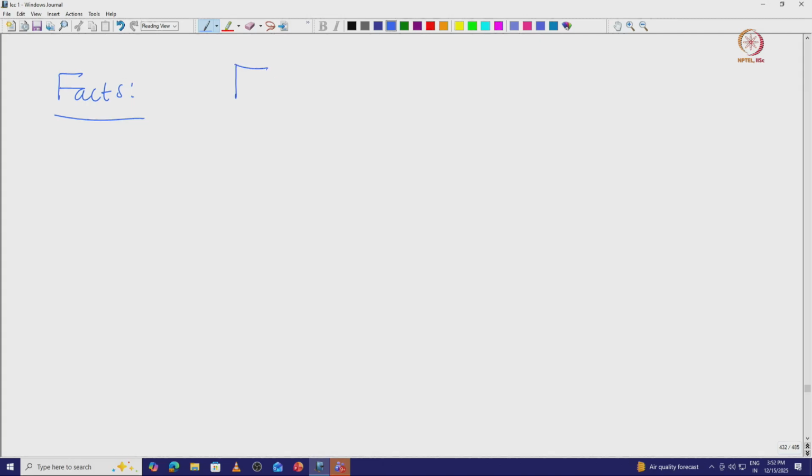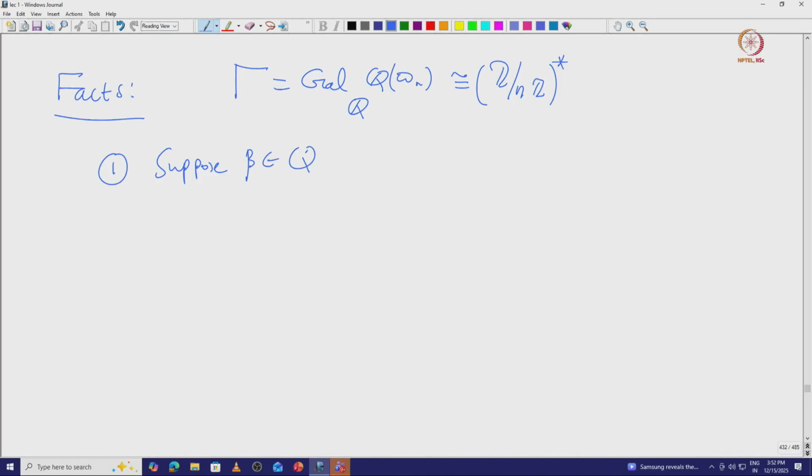So, let us call gamma the Galois group of Q of omega n over Q, and as we observed, this is indeed the units in the ring Z modulo nZ. Now we have the following important observation. If we take beta to be an element in this extension, since this is a finite extension, this is also given by this bracket. Then we can immediately see that.